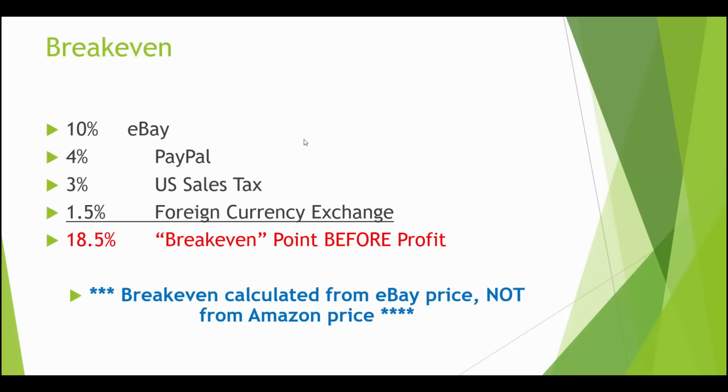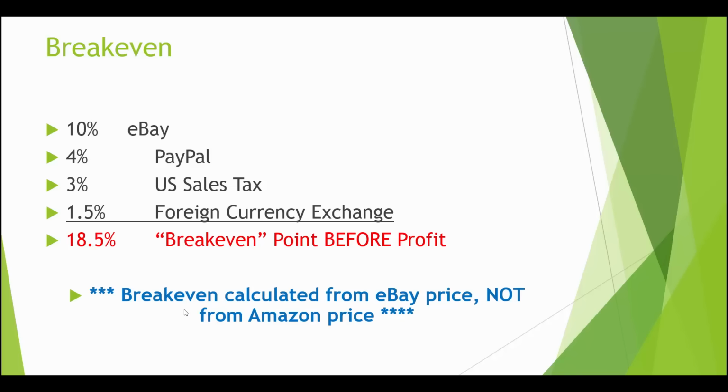So let's put all these items together. You have 10% eBay at maximum. You have approximately 4% on PayPal. You have approximately 3% United States sales tax and approximately 1.5% foreign currency exchange, which means a total of 18.5% fees, which is your break-even point before you begin to earn profit.